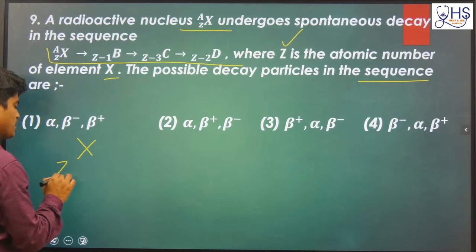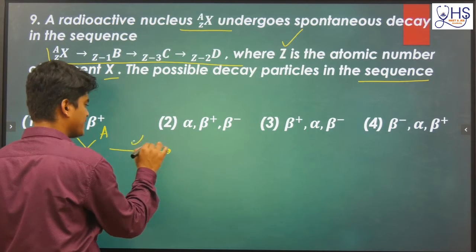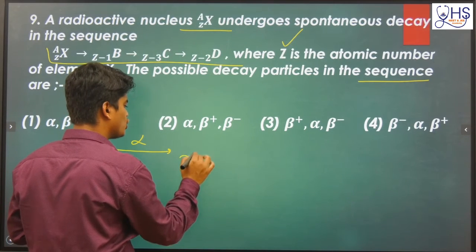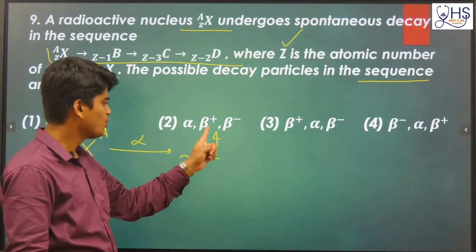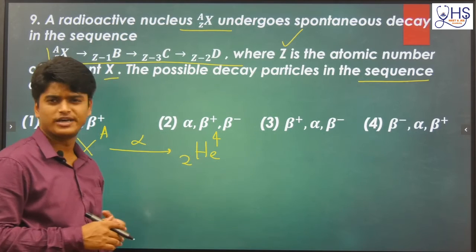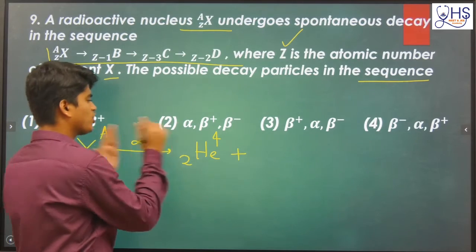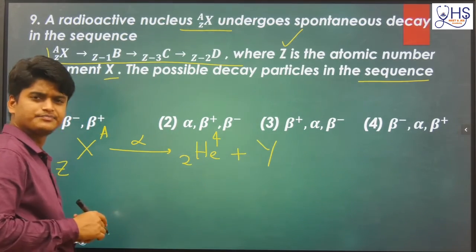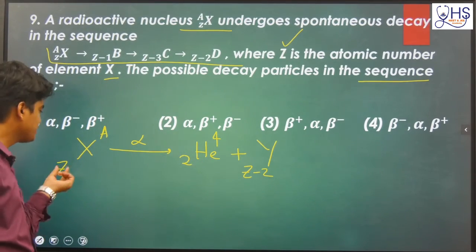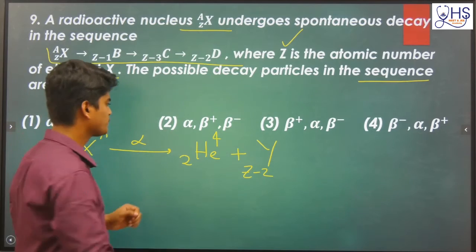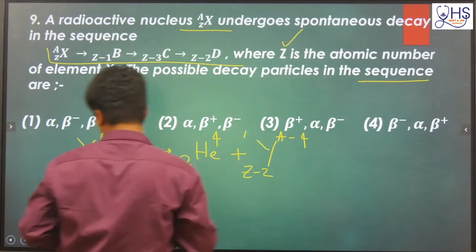If an element has atomic number Z and mass number A, and it emits one alpha particle, this alpha particle is 2He4. So its atomic number is 2 and mass number is 4, and it is doubly positively charged. Then this will convert to another daughter nucleus. That nucleus will have atomic number Z minus 2. If an alpha particle is emitted, Z becomes Z minus 2, try to remember. And the mass number will decrease by 4, so I will write here A minus 4.